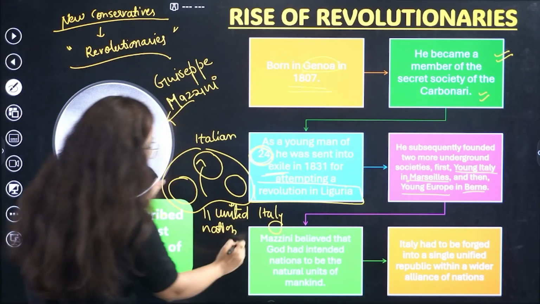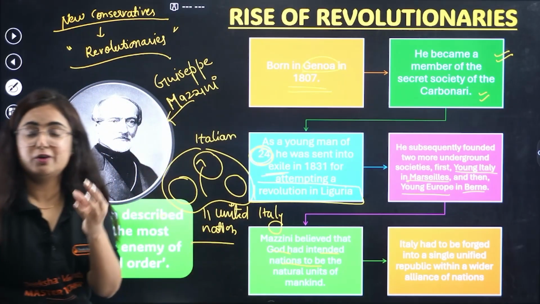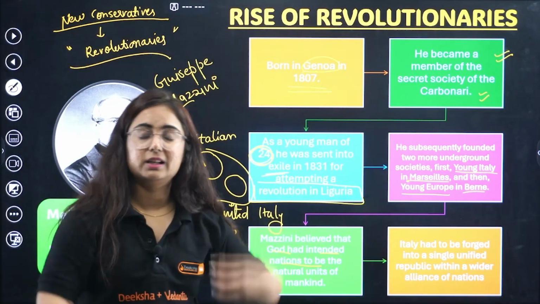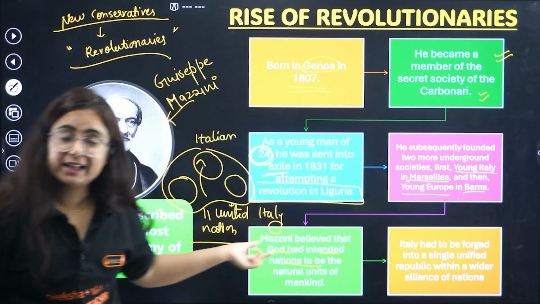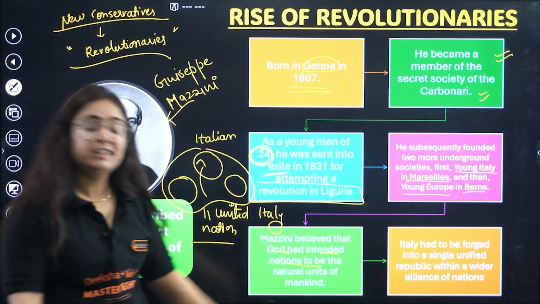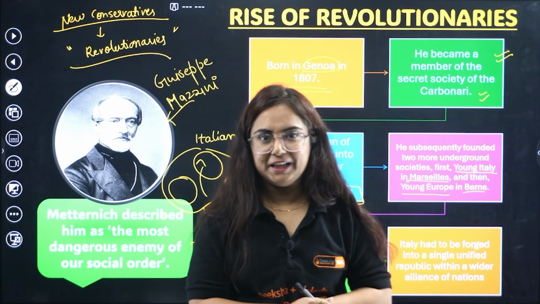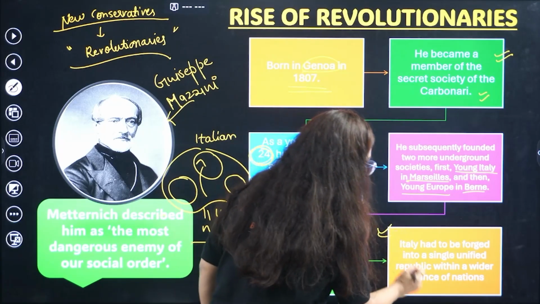He believed that God intended nations to be the natural unit of mankind. Like water has a unit, the liter, milk has a unit, the liter, and clothes have a unit, the meter, so the unit of mankind should be the nation. Getting my point? So Italy has to be forged into a single unified republic.